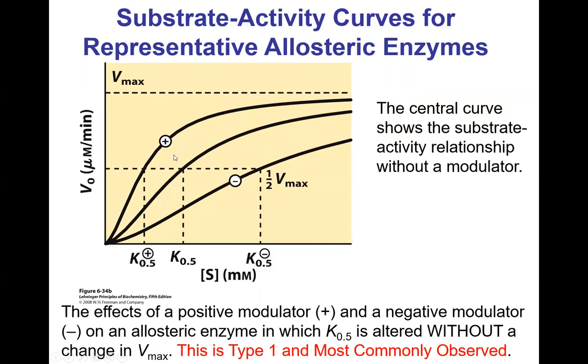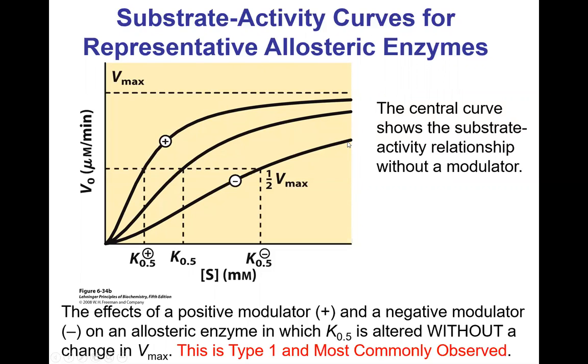When you have a positive modulator, you can see that your curve shifts to the left in the presence of a positive modulator. That makes sense, because if the curve of V naught versus S shifts to the left, you know that binding affinity is increasing, right? So that makes sense. If you have a positive modulator, the binding affinity for the substrate is increased, therefore the curve is moving to the left. If it's a negative regulator of this kind, type 1, then binding affinity decreases, and you see the curve that is shown here on the extreme right.